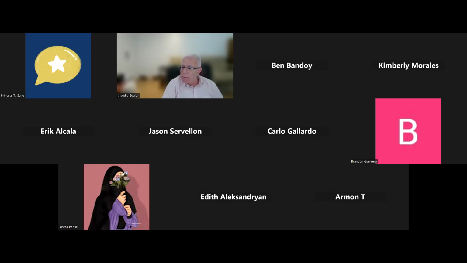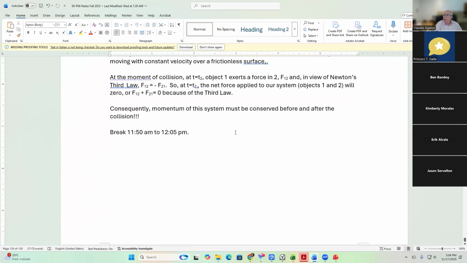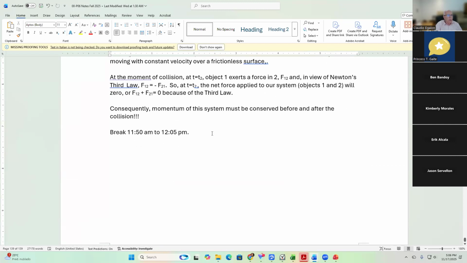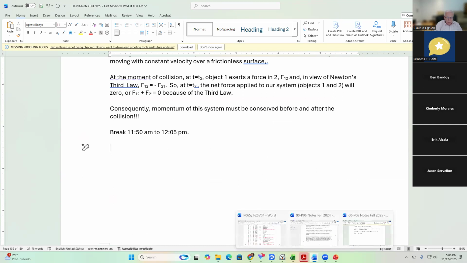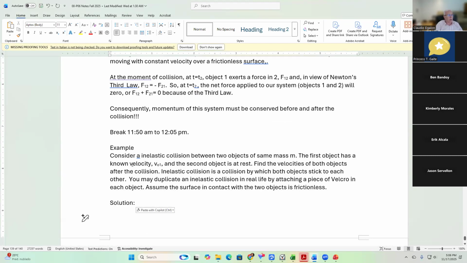I'm back here. Let's see. Yeah. Great. Okay, now we can come up with that example so we can have a better understanding of how this concept of conservation of linear momentum applies, okay?